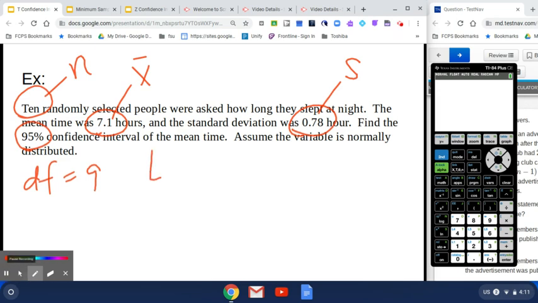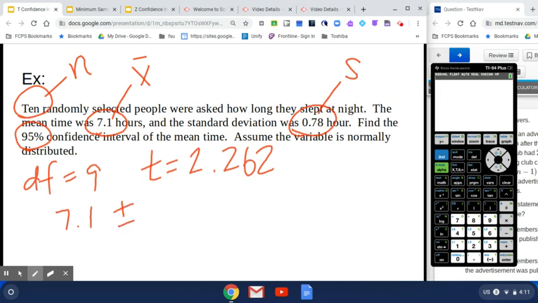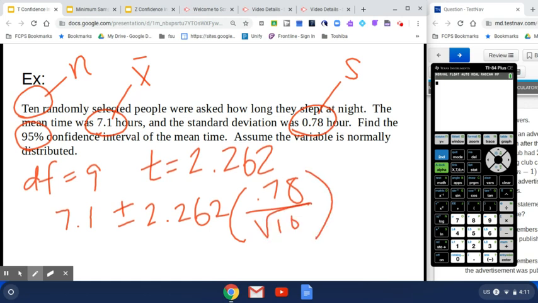Okay, that critical value was 2.262. So if we plug those values into the formula, X bar 7.1 plus or minus the T critical value of 2.262 times the sample standard deviation of 0.78 divided by the square root of the sample size, which is 10.